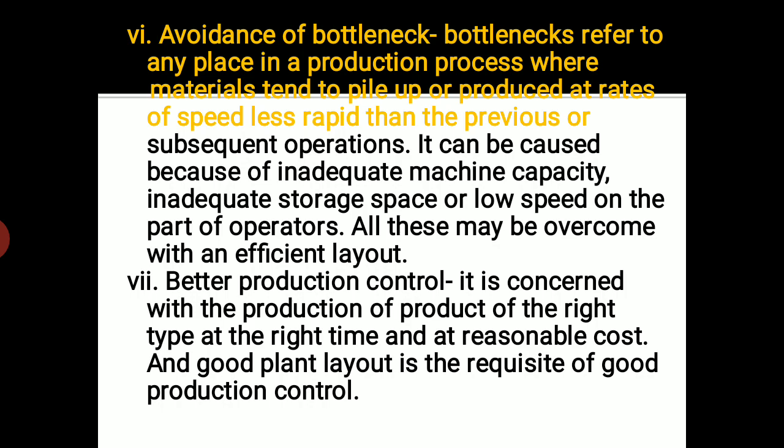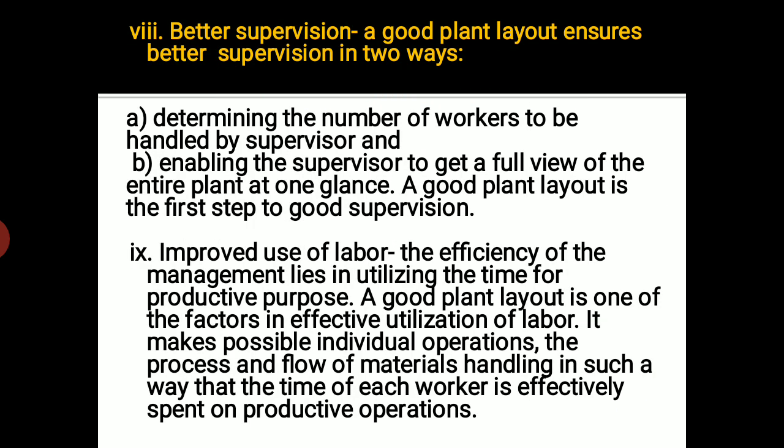Next comes up is better production control. It is concerned with the production of the product of the right type at the right time and at a reasonable cost. And good plant layout is a requisite of good production control. So wherever good production control is required, with things being produced at the right time at a reasonable cost, everything can be credited to the good plant layout. Because in a good plant layout, we have all the requirements placed at a proper time and place. So we can make the best out of it. So that is what is said to be the better production control which can be managed.